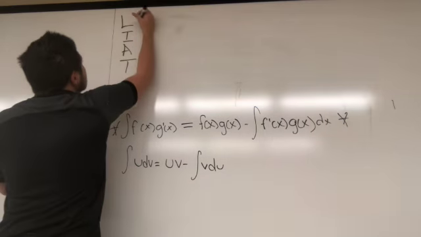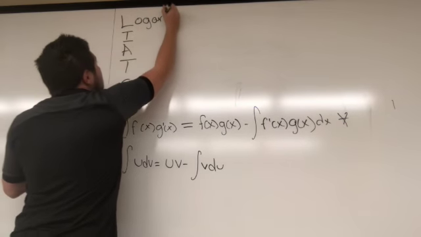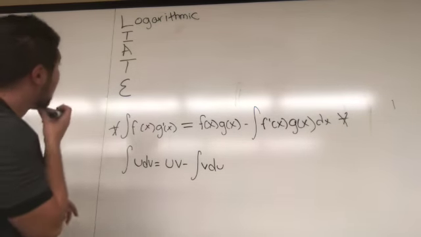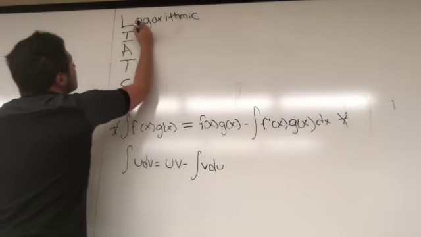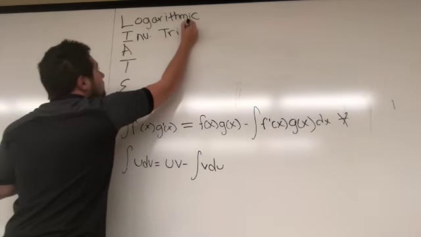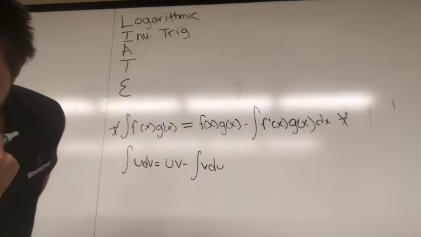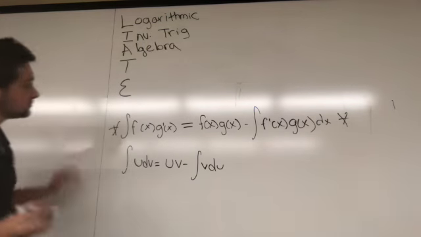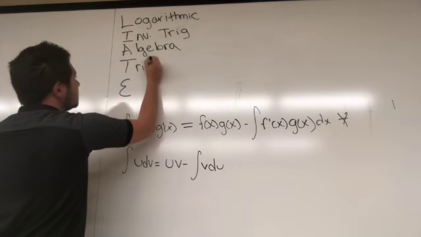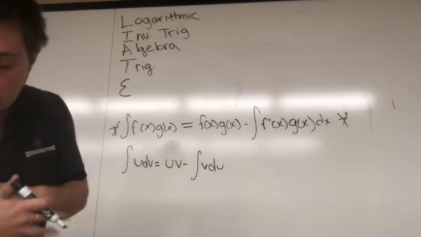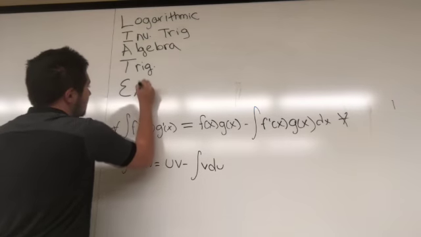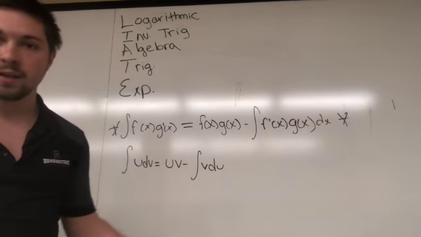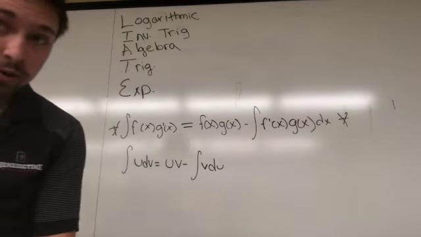L stands for logarithmic. I, that is inverse, so inverse trig. A, that is algebra. T is just normal trigonometry, or at least not inverse trig, I should say. And then finally, the last one is exponential. All right, so I'm gonna try and keep this up throughout the rest of the presentation. If it does get in my way, I'll erase it, but at the very least, get it down now, and then hopefully we won't have to worry about that later.